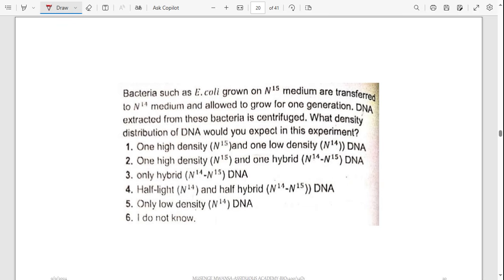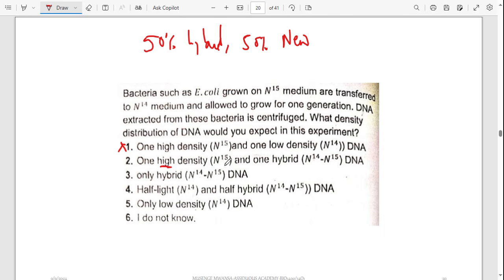Bacteria such as E. coli grow on nitrogen 15 medium, are transferred to nitrogen 14 medium and allowed to grow for one generation. DNA extracted from this bacteria is centrifuged. What density distribution? Now remember, this is only one generation, and for one generation we've been talking about this. We have got 50% hybrid. You can even draw it yourself, okay? And then 50% new. But remember the hybrid, we have got 50% which is old and 50% which is new. So one high density and one low density DNA, really not. One high density and one hybrid.